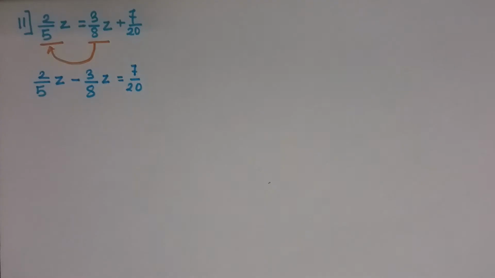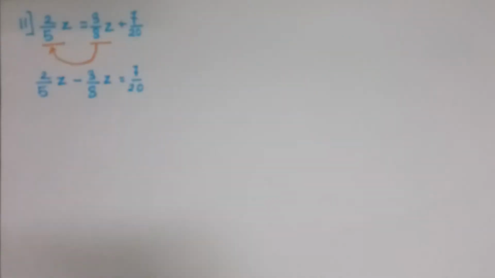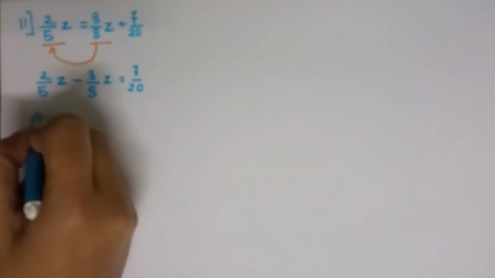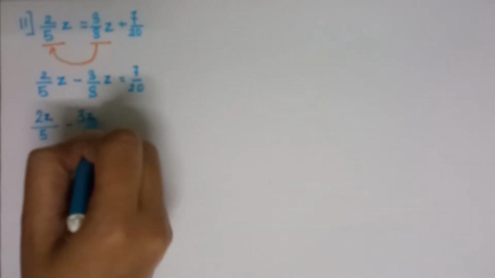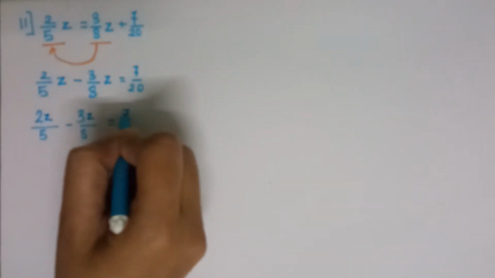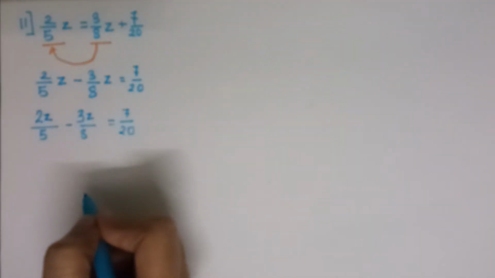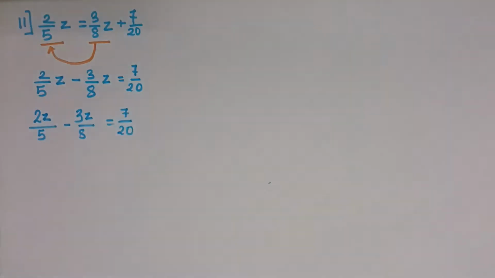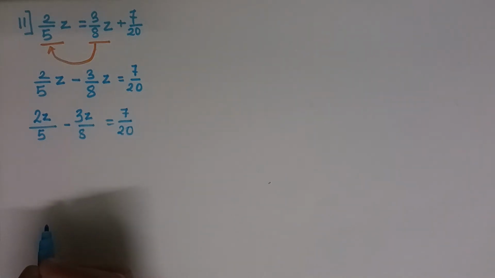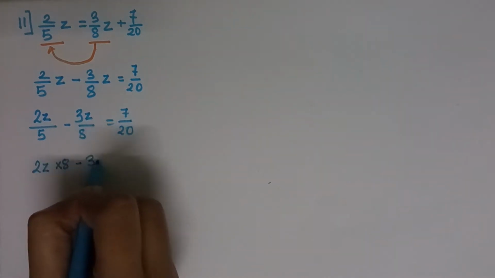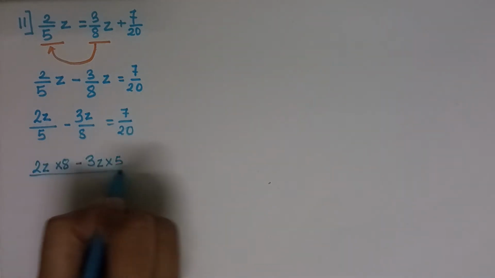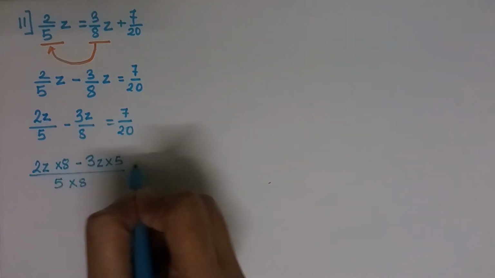Okay, now let us do the cross multiplication. I can write this with z near the 2, so it will be more clear, and we can do the cross multiplication on the left hand side. Now guess and tell me how we are going to do it, because so far we have done 10 sums. You are all familiar with the cross multiplication, right? So it will be 2z multiplied by 8 minus 3z multiplied by 5, upon 5 multiplied by 8.